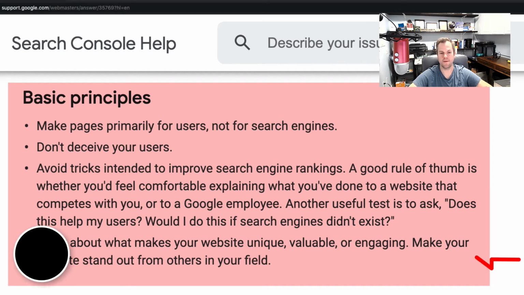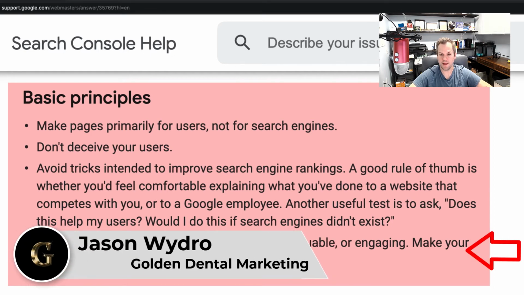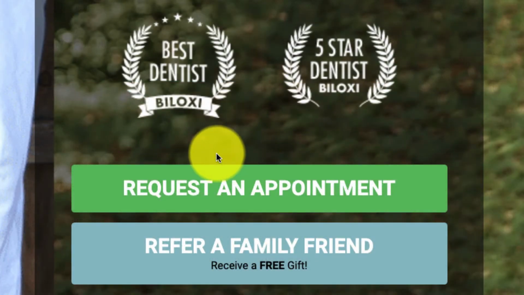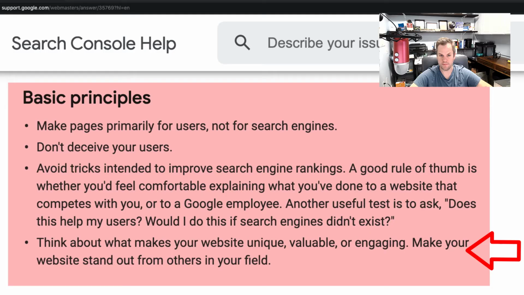And the last bullet point they give here is think about what makes your website unique, valuable, or engaging. Make your website stand out from others in your field. We primarily work with dental practice owners, and we know the key elements that help a dental practice website be successful. In other words, getting the public to interact with it and use it so that they're more inclined to reach out to you. Now, on the other side of that, every dental practice is different, and every location, town and city is different. So all of that needs to be taken into consideration when we talk about a website or building your online representation, how you represent yourself online.